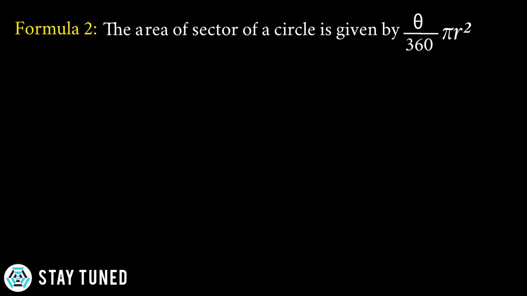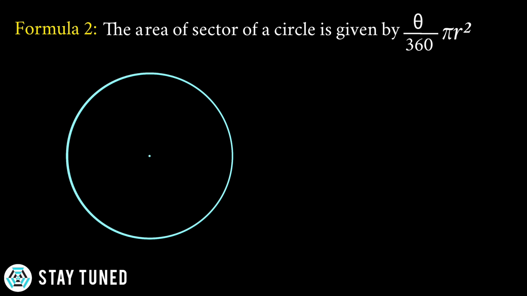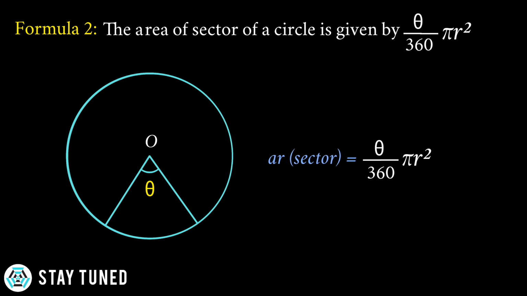Now, the second formula states that the area of a sector of a circle is given by theta by 360 into pi r squared, where theta is the angle subtended by the sector at the center of the circle. So consider a circle with O as its center. We will draw a sector subtending an angle equal to theta at the center. Then the area of the sector is theta by 360 into pi r squared, where r is the radius of the circle.